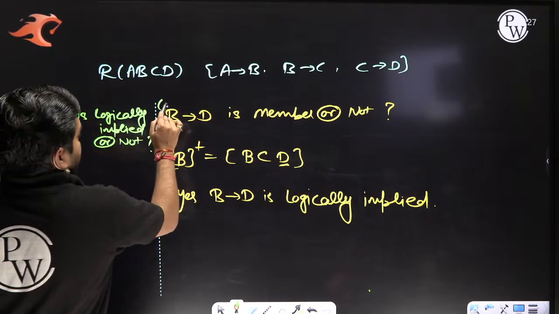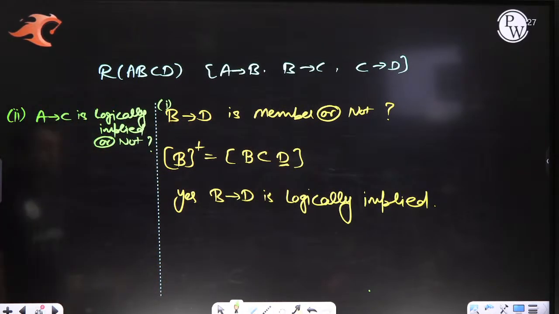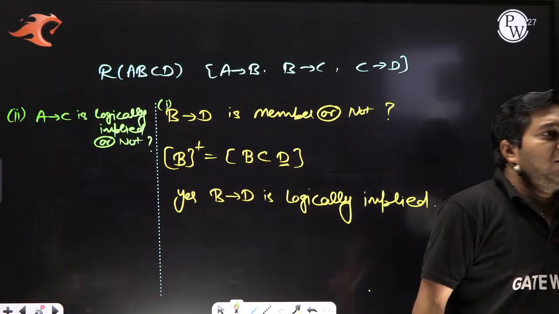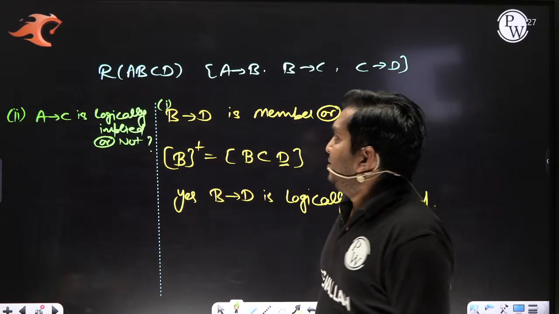Second part. Now tell me. A tends to C is logically implied. Shan Divakar, very good, bacha. God bless. A tends to C.